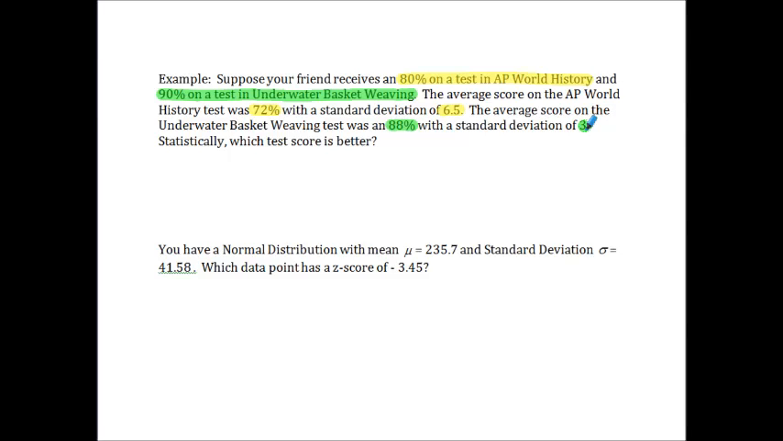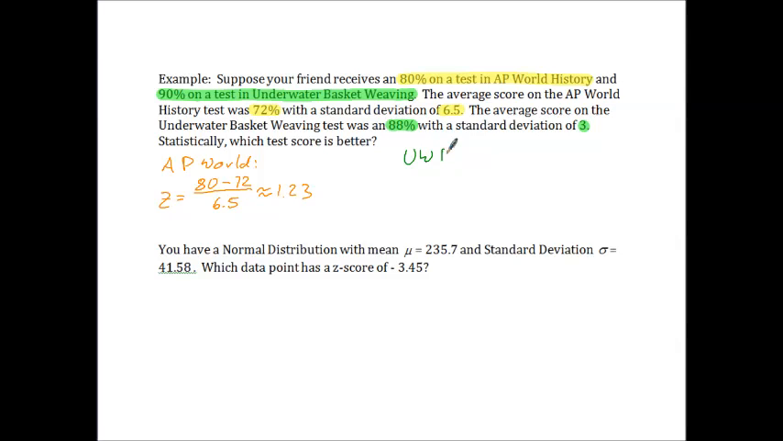What we are trying to do here is find the z-scores of the two different test results of our friend and compare them and see which one is further away from the mean and therefore better. So let's find our z-score for AP World History. It'll be 80, which was the test score, minus 72, which was the average, divided by 6.5. And punching that into the calculator, we get approximately 1.23.